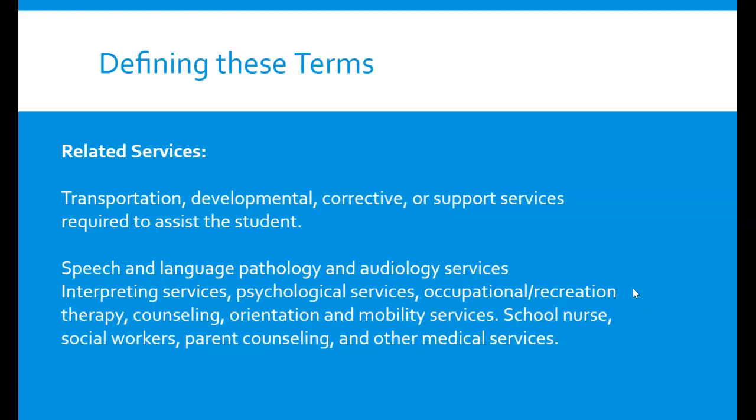The next column in section 7 is related services. Related services are things that are related to the goals. Everything in this section needs to be related to the goals, but aren't necessarily about the instruction. So they might be other things such as transportation, developmental or corrective services, things like speech and language, interpreting services, maybe counseling, occupational therapy. This could include things even such as parent counseling, and we'll talk about how that fits in there. They might need access to a school nurse or other medical services.